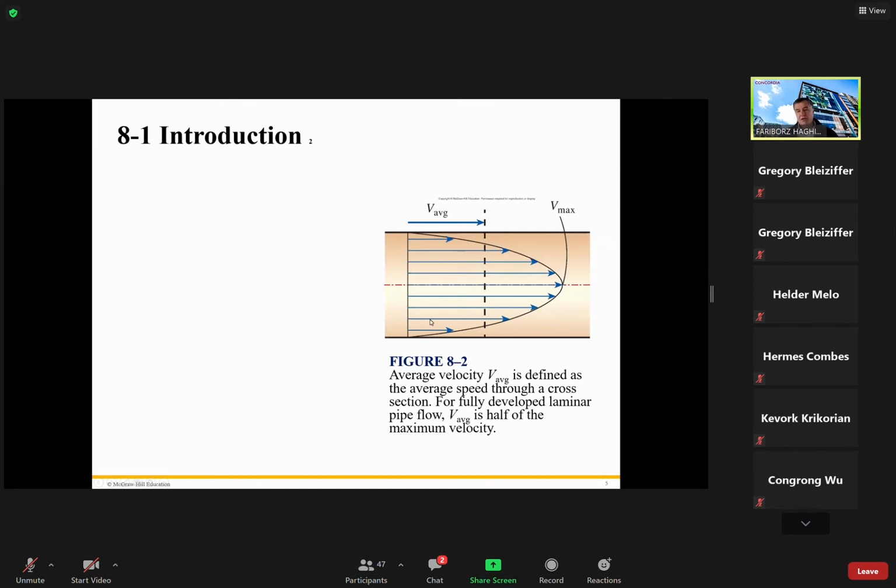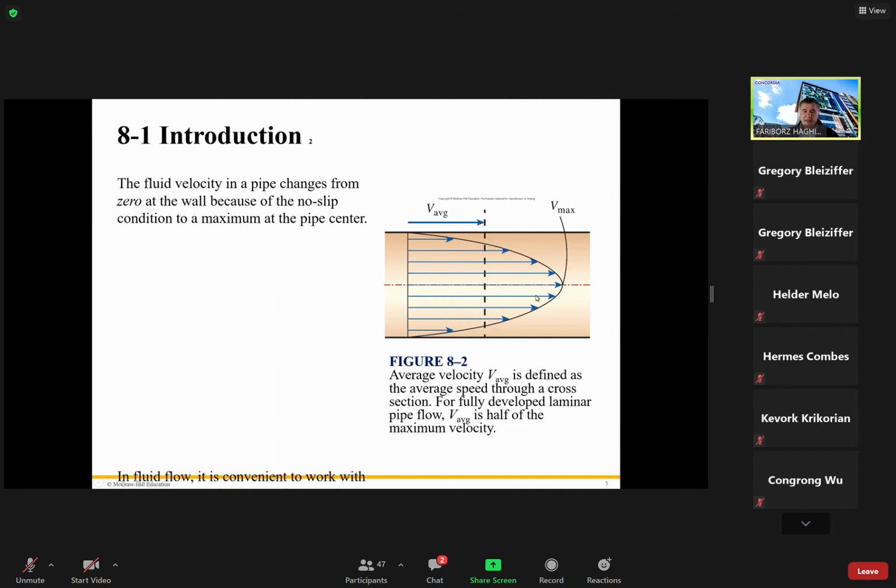When we define all of the variables we need to calculate, for example the Reynolds number, the velocity in the equation is the average velocity. Therefore, we assume the velocity is uniform, not a function of r. We can calculate it by integrating the velocity profile and dividing by the surface area. When we discuss average velocity, it means it is the same everywhere, and this is the value we use to calculate the Reynolds number. Fluid velocity in the pipe changes from 0, because of the non-slip condition, all the way to the center.